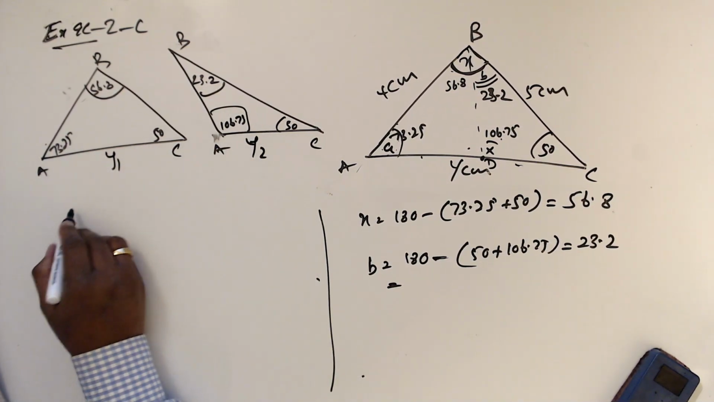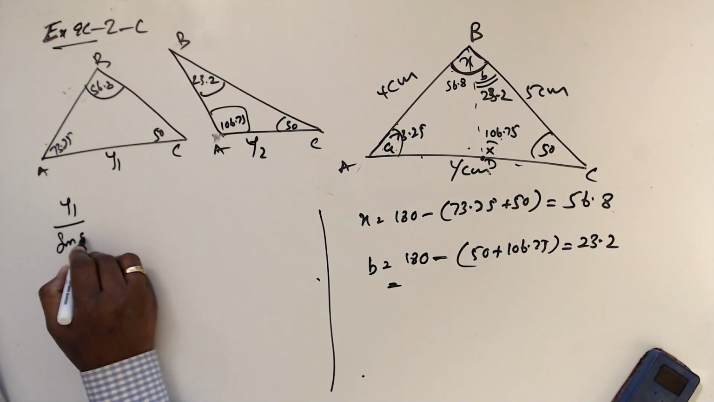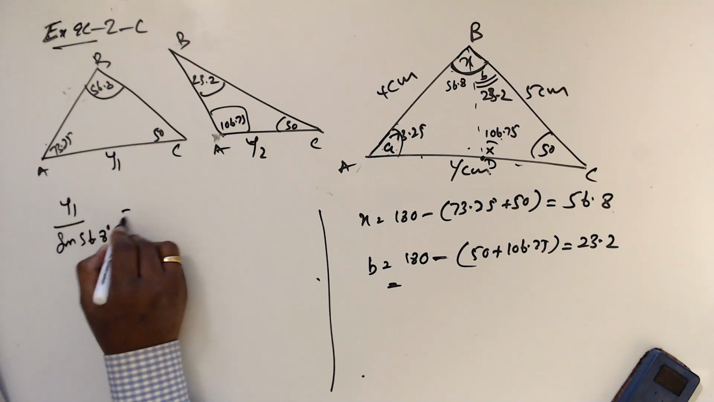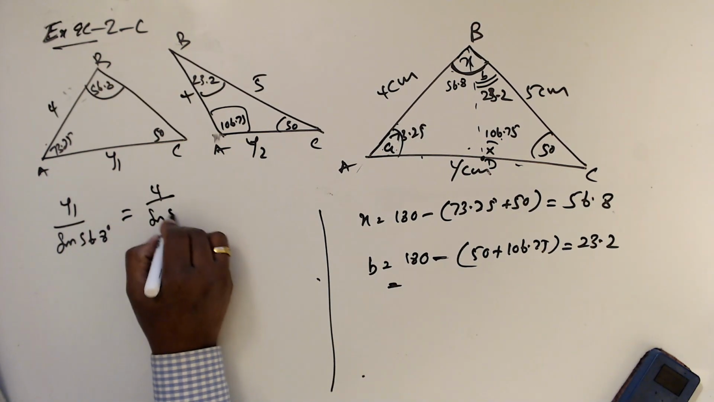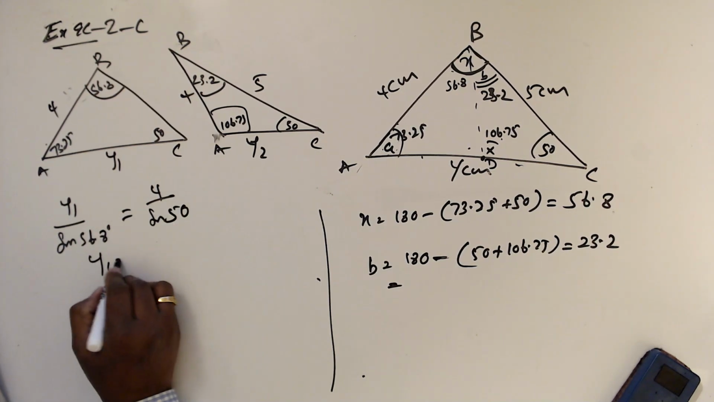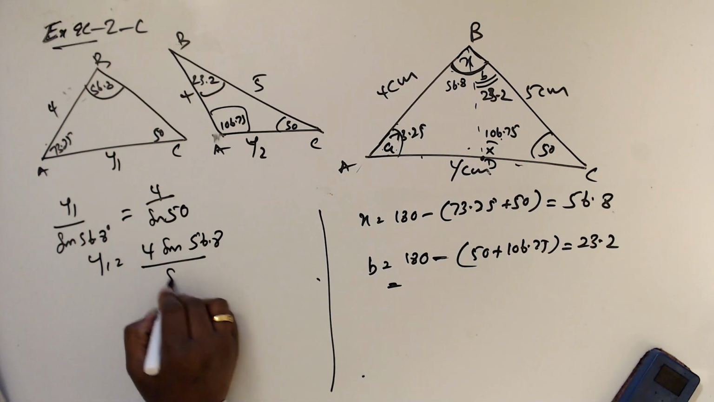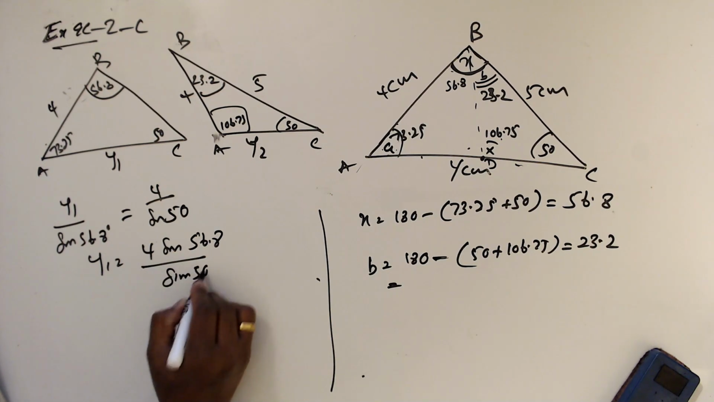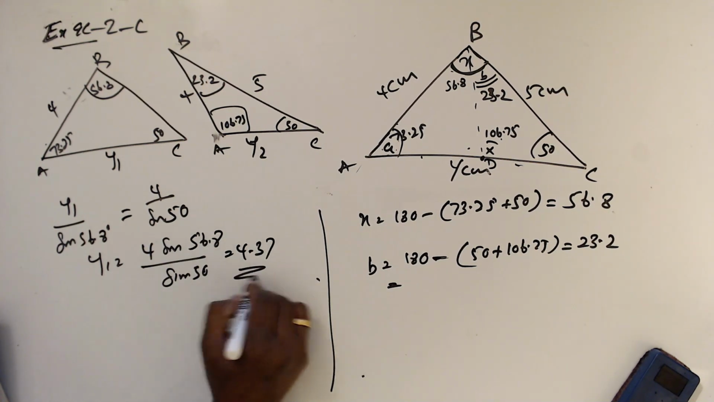So y1 over sine 56.8 equals 4 over sine 50. So y1 equals 4 sine 56.8 over sine 50. This is going to be 4.37.